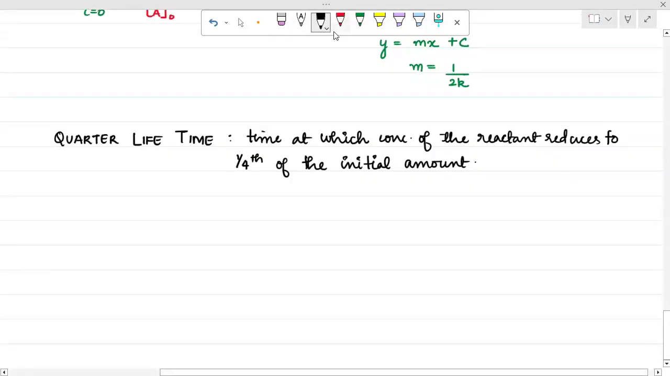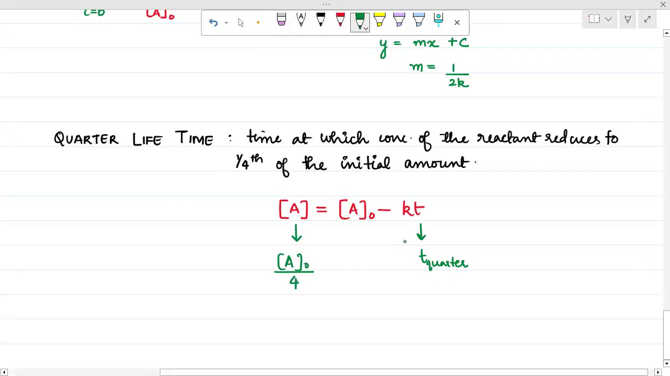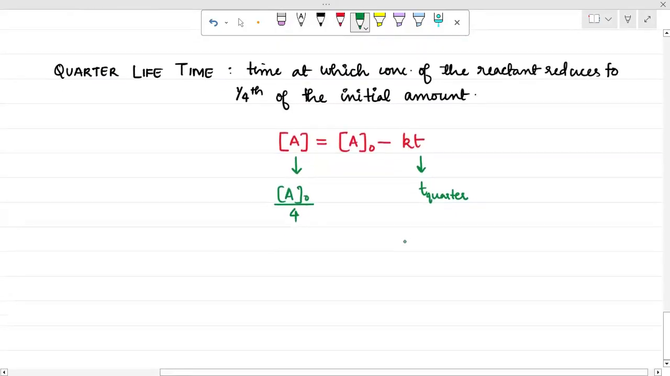Correct? So what is the integrated rate equation that we know? Concentration at any time A is equal to initial concentration minus kt. Now they have asked for the quarter life. At this time, initial concentration though won't change. The final concentration is said to be 1 by 4th of the initial, which means it is A naught by 4. Now you try it by yourself and derive the equation for t quarter, please.